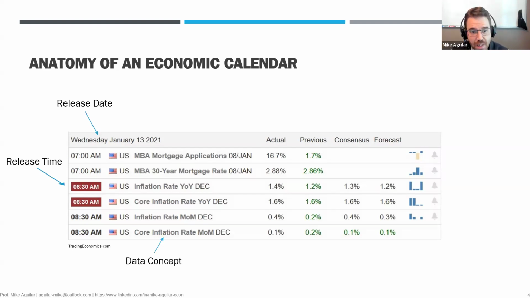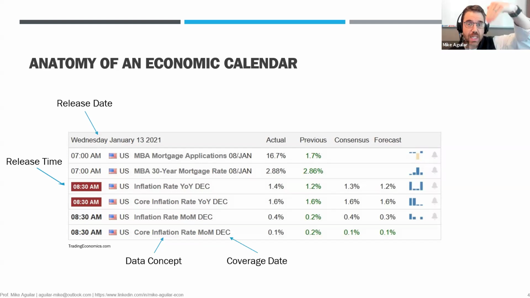There's also the data concept. It tells you a quick name. It tells you the core inflation rate for this particular one. It tells you MOM, month over month. And it tells you the coverage date. So there's two dates. It's not a typo. What you have is the release date and the coverage date.